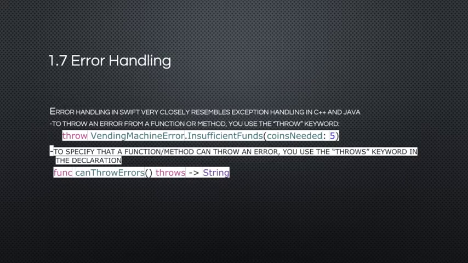And this is also really easy because it's really similar to Java exception handling. So if you're familiar with that, then this is super easy. There's only a couple of differences. So to throw an error, you just type throw, then the error. If you want to say that a function can throw an error, then you just say throws arrow, then whatever you want to throw.